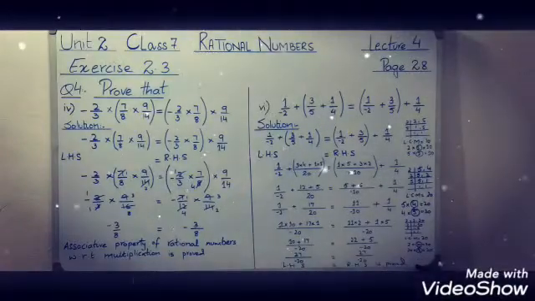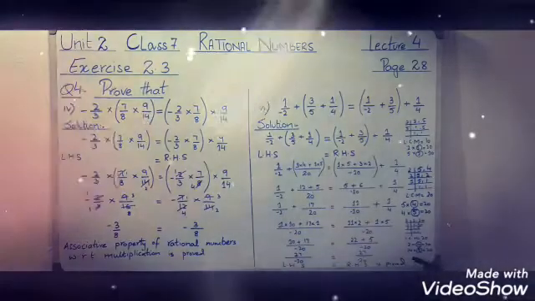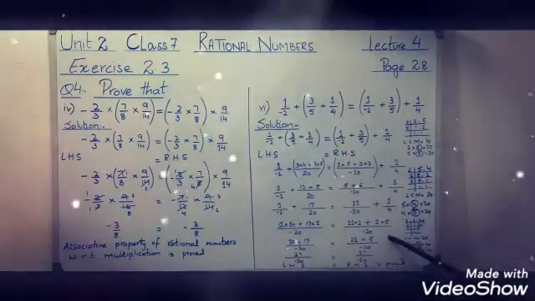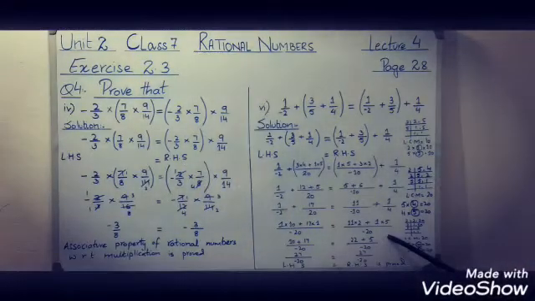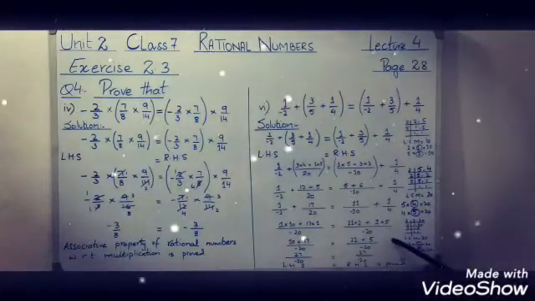Girls, I have no space over here. So please girls, you have to write it down after this statement. Associative property of rational numbers with respect to addition is proved.